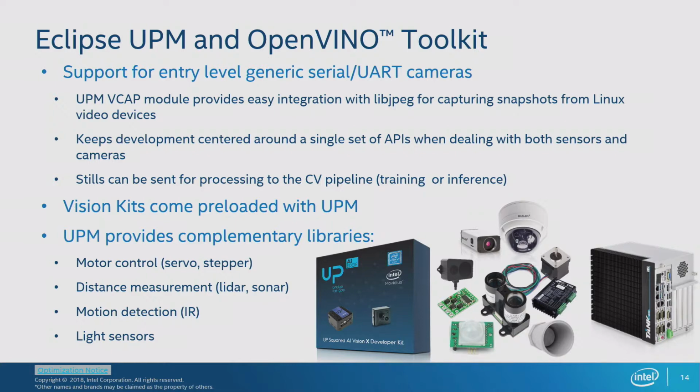Like if you want to provide feedback, like LEDs, something lighting up for a user to let them know that an action is happening, UPM and MRAA would fit right in. And then you can easily complement these vision developer kits with what UPM provides for motor control, distance measurements, things like that, motion detectors, light sensors. And we actually have quite a few demos that show you how you can do that too.